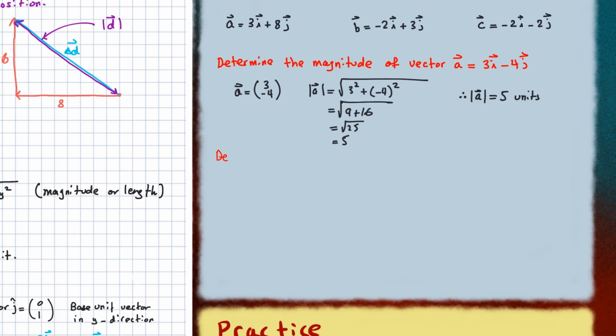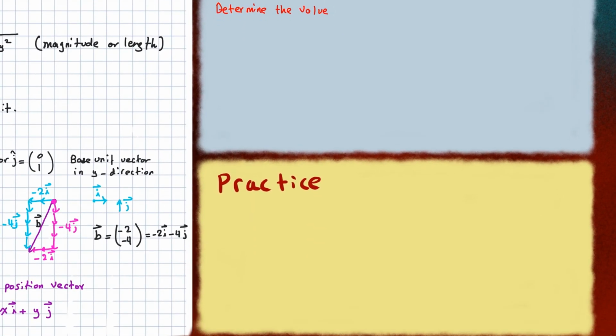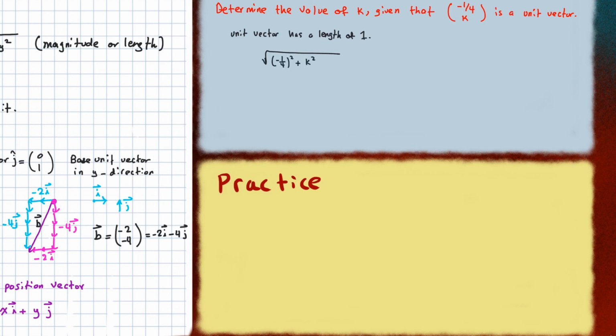and therefore the magnitude of the vector is 5 units. Last question, we want to determine the value of k given that the vector represented by components -1/4 and k is a unit vector. The first step of solving this question is to recognize that a unit vector has a magnitude or length of 1. Therefore, we can write the magnitude equation. We know that the two components of this are -1/4 and k. So the square root of (-1/4) squared plus k squared should equal 1. And we can square both sides.